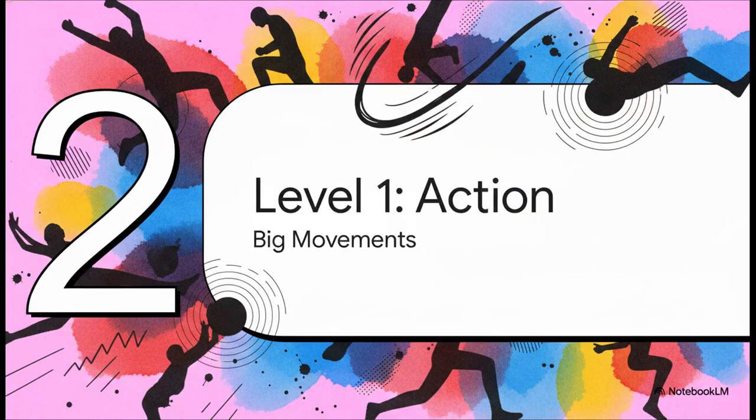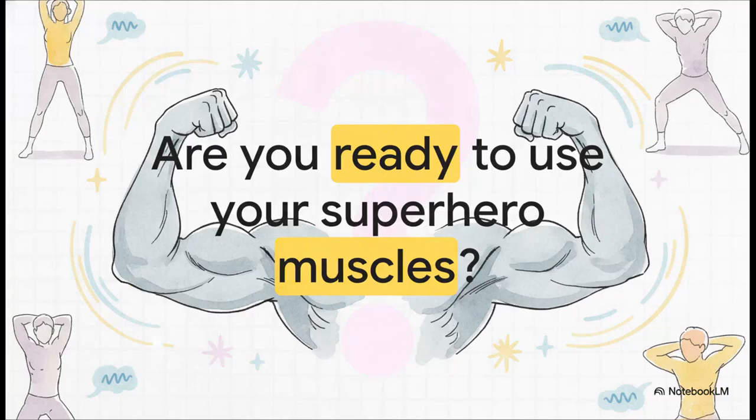Number 2, Level 1, action and movement. We're officially starting our first stage, getting our blood pumping with some big, full-body movements. I've got to know right now, are you ready to use those superhero muscles? I want you and your reading buddy to stand up. Yep, right now, get up on your feet. Make sure you have a little bit of space around you so you don't bump into anything. Shake out your arms, wiggle your legs, and get your whole body completely ready for action.